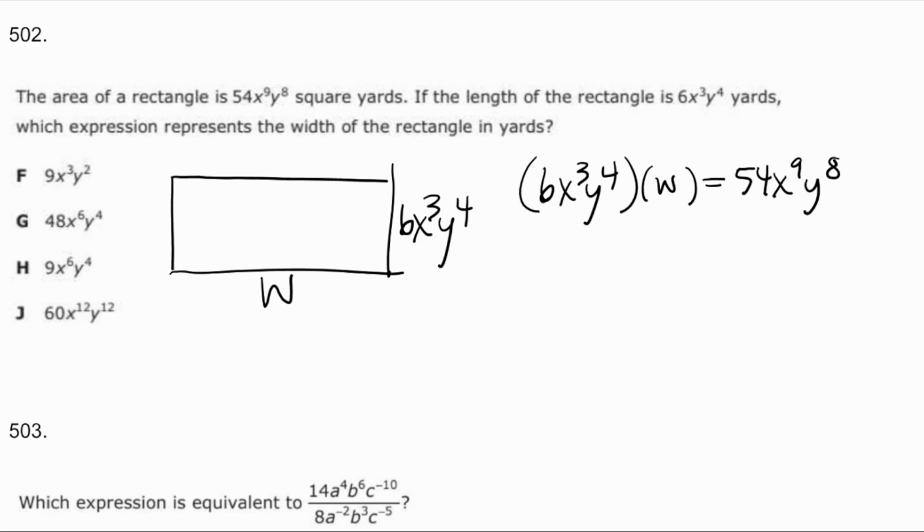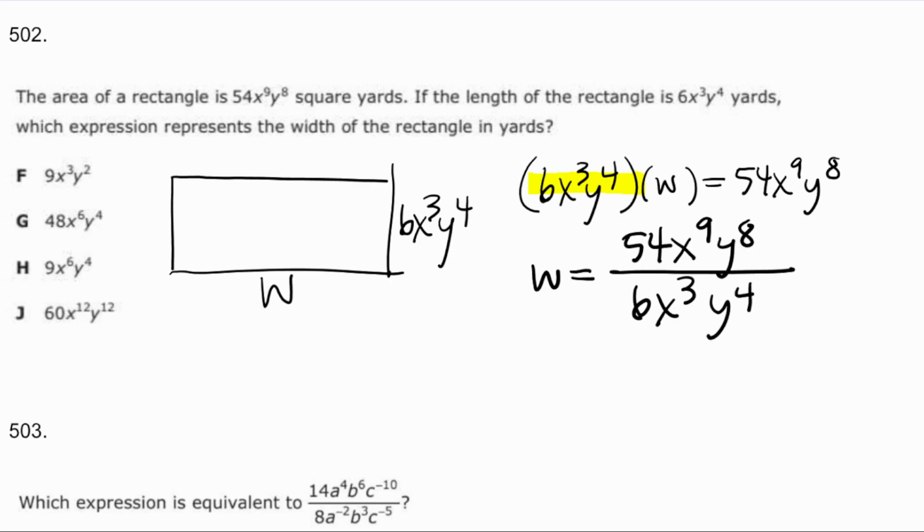So if I'm going to solve for w, I'm going to divide both sides by this expression that I just highlighted in yellow. So I'm going to go over here and say w is going to equal 54x to the 9 y to the 8 divided by 6x to the 3 y to the 4. And so it's going to be 54 divided by 6, which is 9. x to the 9 divided by x to the 3, that's where we would subtract our exponents. We would cancel off the ones that can be canceled, and I'd be left with 6 powers of x in the numerator. Do the same with y, and I'd be left with 4 powers of y in the numerator. So that's why the answer is going to be H.